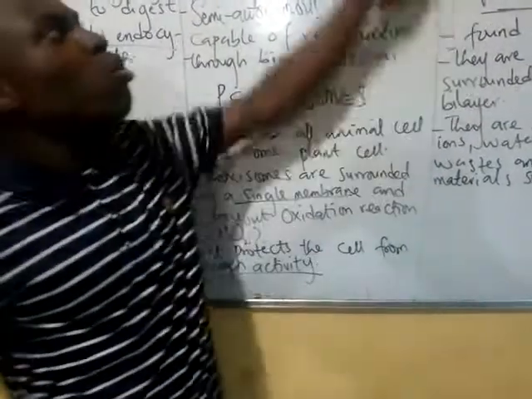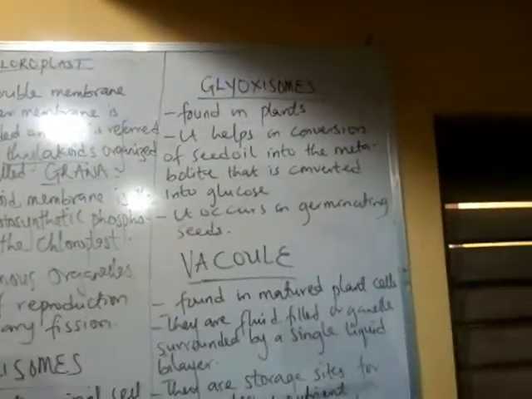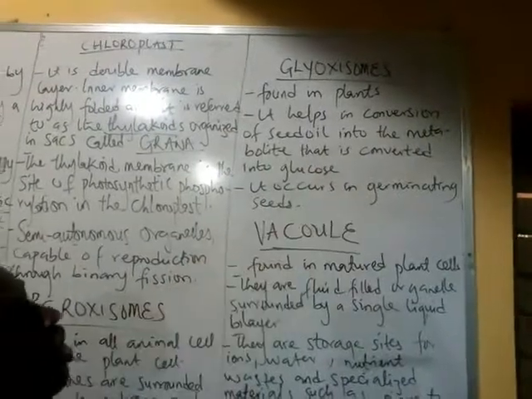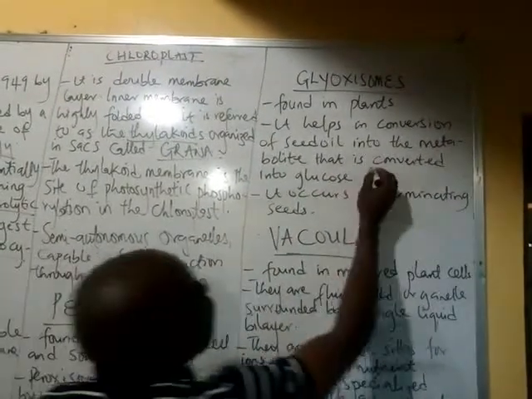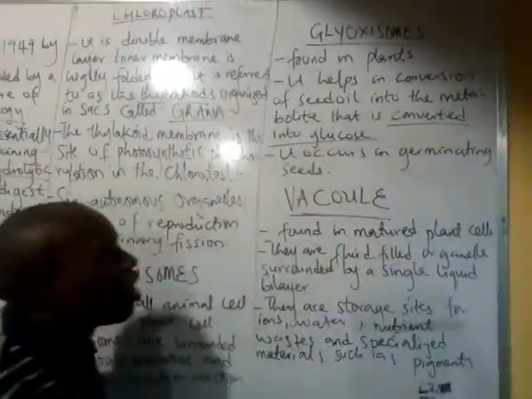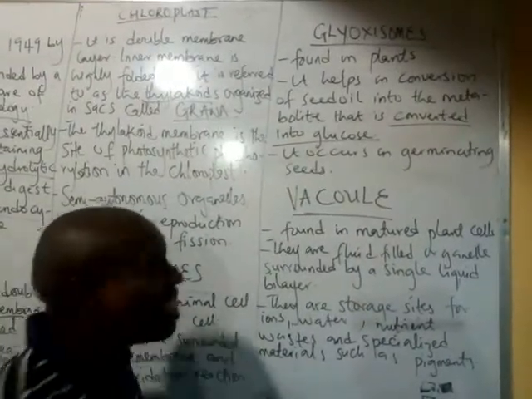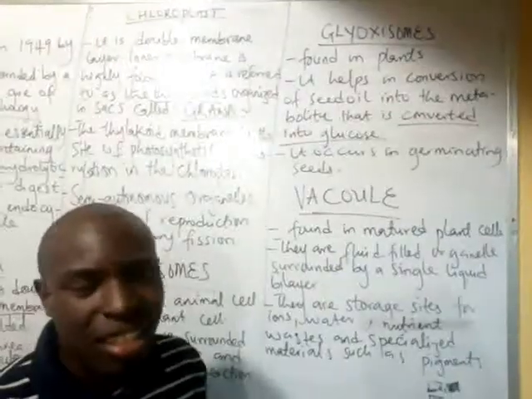Now quickly we rush down to what we call the glyoxysome. This one is found in plants. It helps in conversion of seed oil into a metabolite that is converted into glucose. It occurs in germinating seeds.